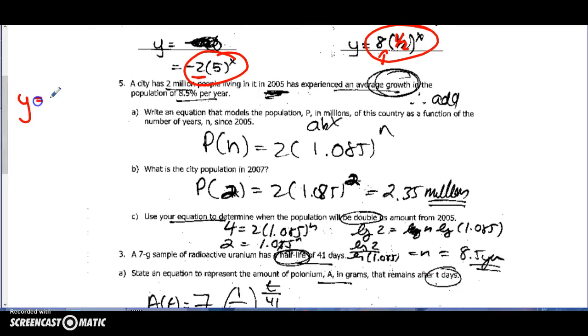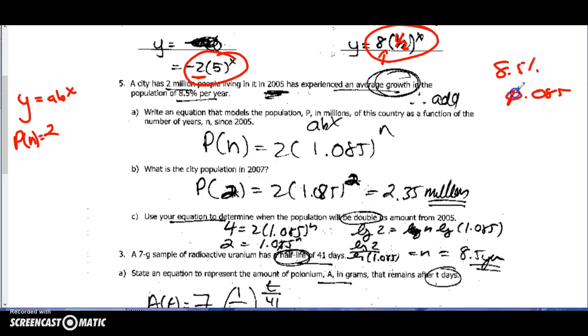Y equals AB to the x. My initial value is 2 million people. So I have the population at a certain time is equal to 2. And I'm growing at 8.5%. 8.5% as a decimal, move that over twice to 0.085.